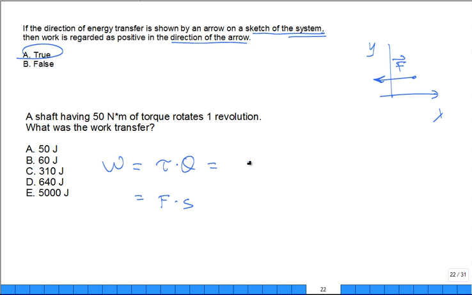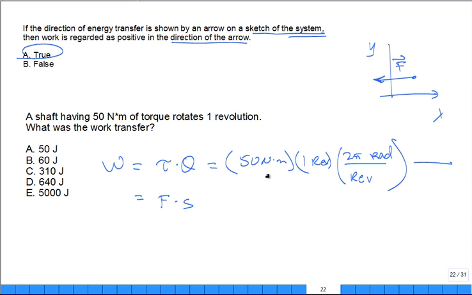So you just have to do the 50 Newton meters of torque, 1 revolution, but I don't like those units. I have to convert. A revolution is how many radians? 2 pi. Then also I do convert this Newton meter into a joule because now we're talking about work, energy transfer. So whatever that answer is, what is it?